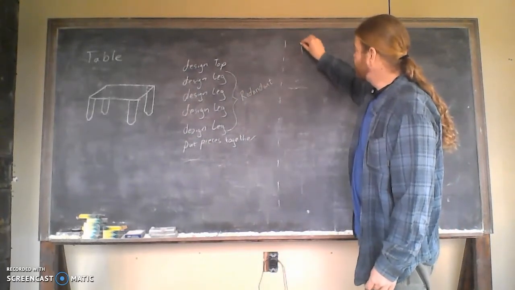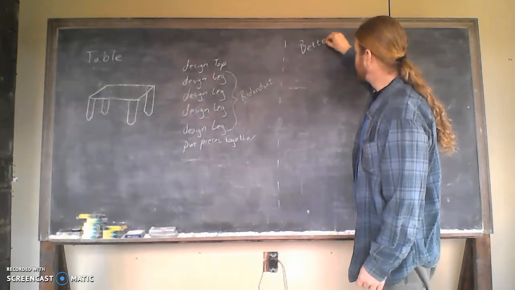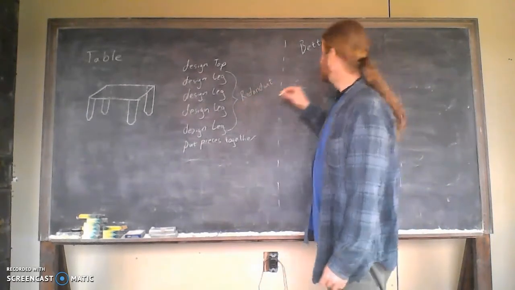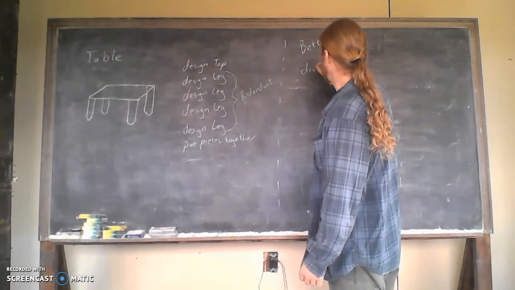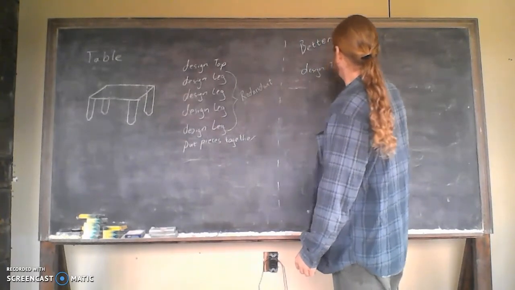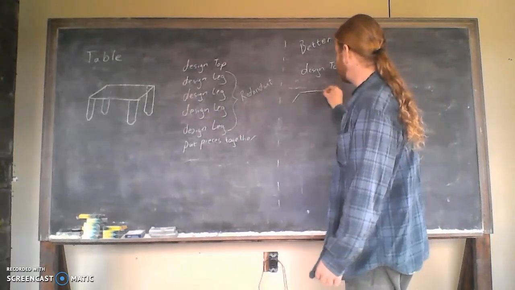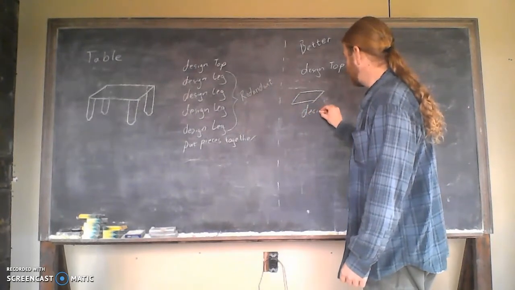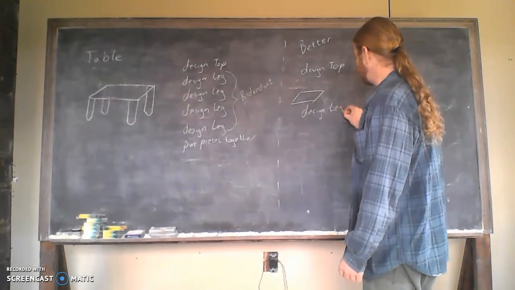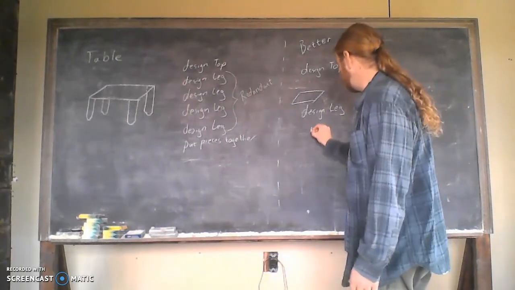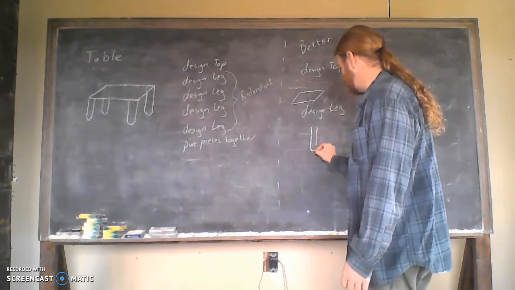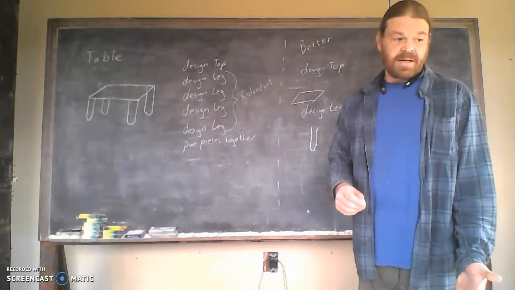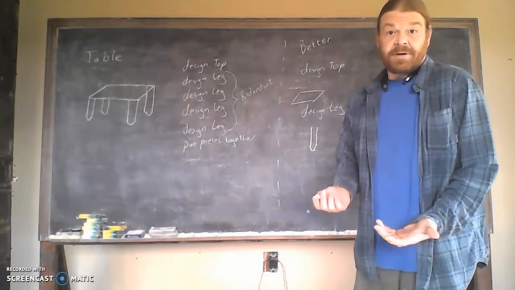A better approach is to cut out the redundancy, right? Design the top of our table, something like that. Design leg, well, all our legs are going to be the same. And then finally, put that together, right?